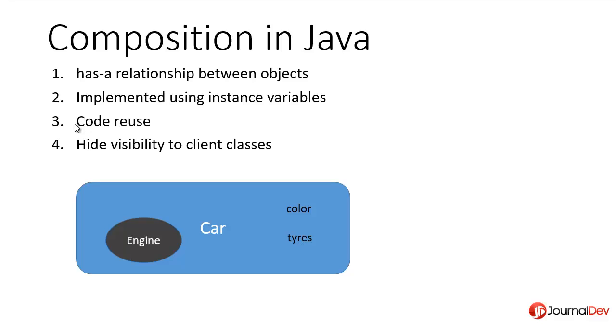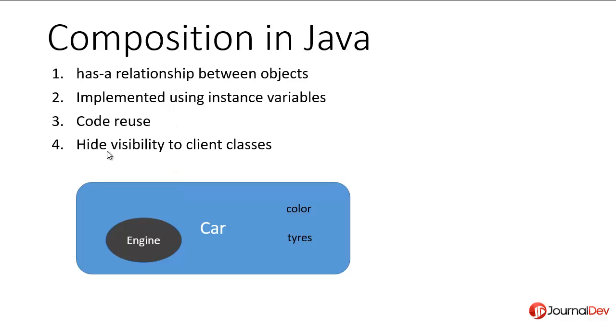The next thing is code reuse. Since we are creating Engine as a separate class, we can reuse it in some other classes also. For example, we can have a Truck class, and there also we can reuse the same Engine class as an instance variable. In that way, we are having code reusability in our application.